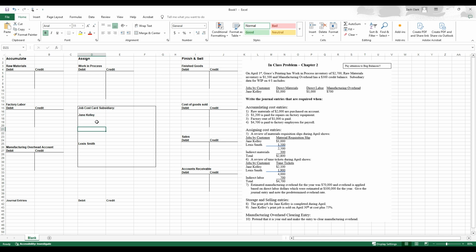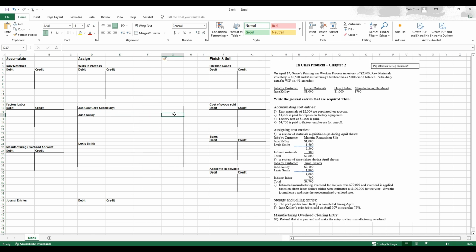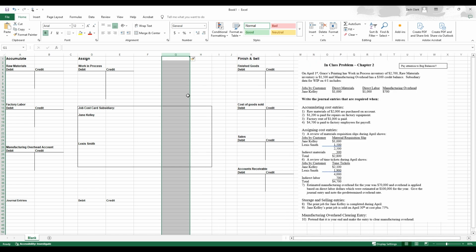Remember, in chapter 2 with job costing, we're talking about individual customized jobs. In this problem, we just have one job that is work in process at the beginning of the month, and then an additional job that comes on for Lexus Smith during the month. So a couple little things to put in. I'm going to insert a column. Actually, I'm going to insert 2 columns there, just so we have enough space to put in all of our data.